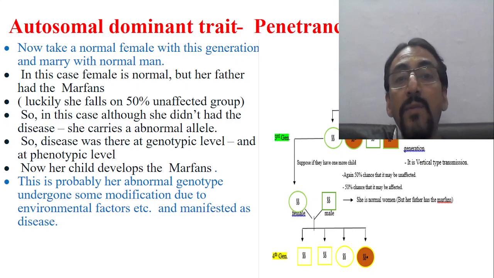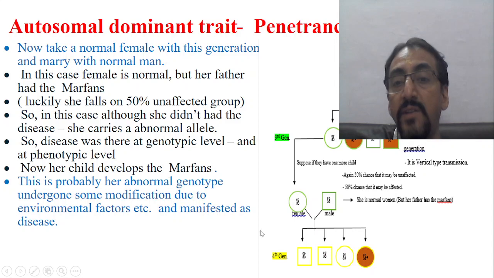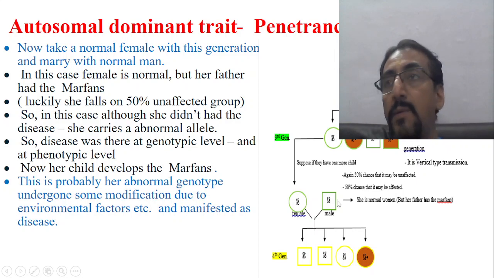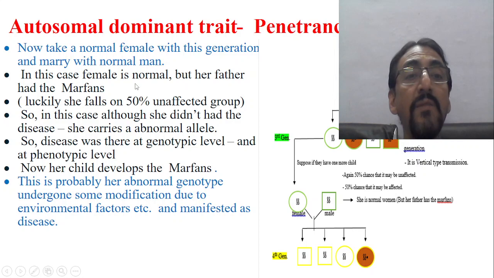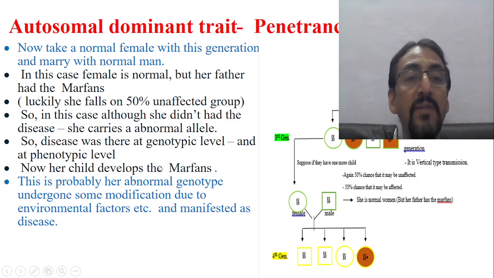Now take a normal female from this same generation. She is a normal female, isn't she? But she is from the same generation where many of the children were having Marfan syndrome. So she has been taken, married with a normal male. In this case, the female is normal, but her father had Marfan's, isn't it? Their family background has the history of Marfan's.